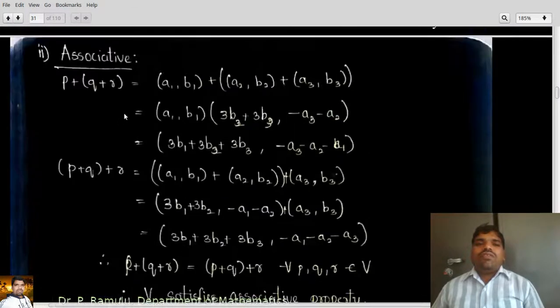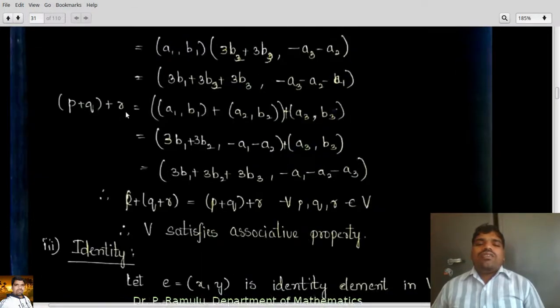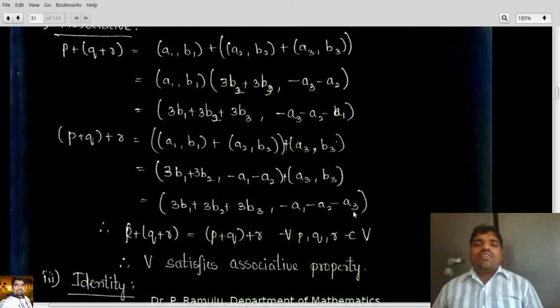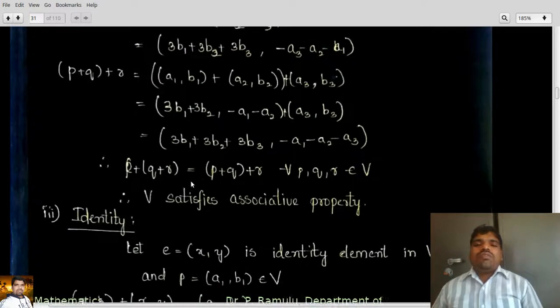So V over F satisfies the associative property with respect to addition. You can verify it easily: take (P plus Q) plus R, apply the above definition and we get this. Similarly, take P plus (Q plus R), and we get the same answer. Therefore, (P plus Q) plus R equals P plus (Q plus R) for all P, Q, R belonging to V.